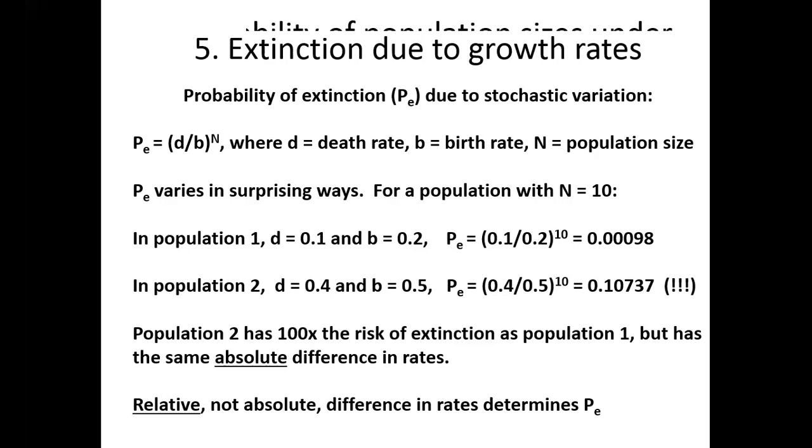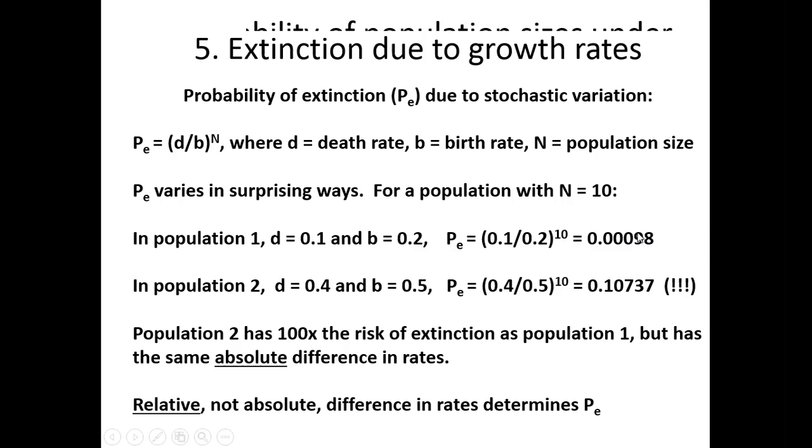Because let's look at a population with size 10. And let's look at a low death rate and a low birth rate. So the birth rate is bigger than the death rate, right? The probability of extinction for this population is 0.1 divided by 0.2 raised to the 10th power. Well, this is 0.5. 1 divided by 2 is 1/2. So it's 0.5 to the 10th power, and that is 0.00098. So it's about 1 in 10,000.